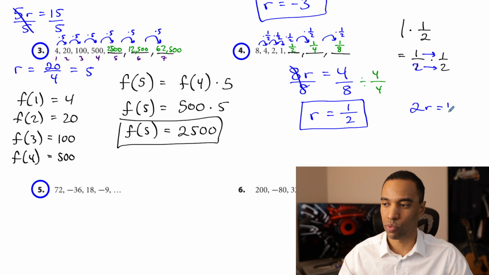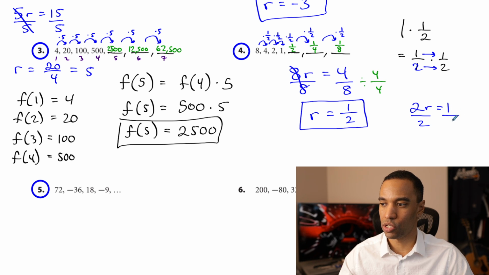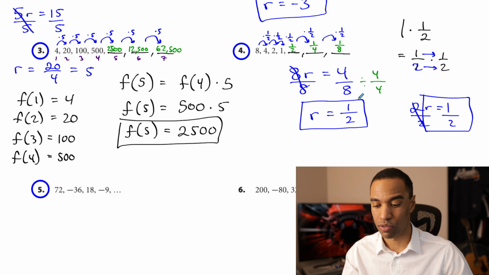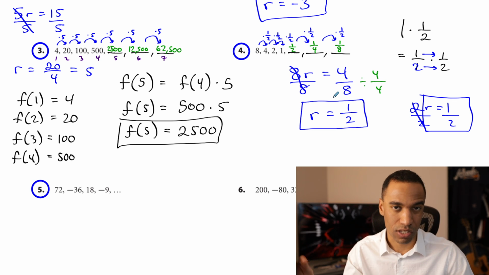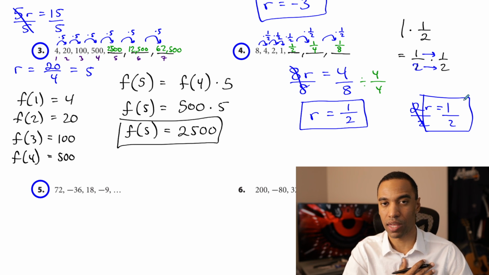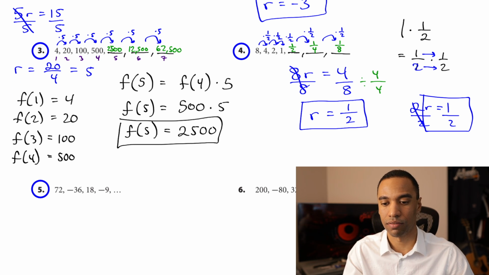2 times r equals 1. Divide both sides by 2. And you know what you get? r equals 1/2. That one didn't even need to reduce the fraction. Or if you needed to, it's a smaller number. So pick the numbers that you want to choose. I'll be sure to keep doing the same thing as just a good practice for yourself.